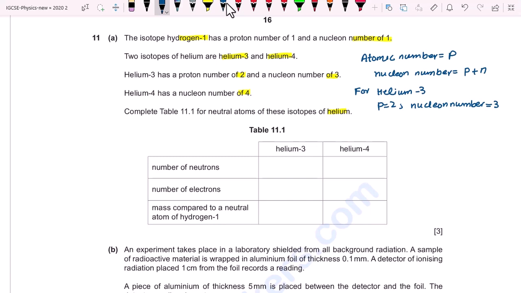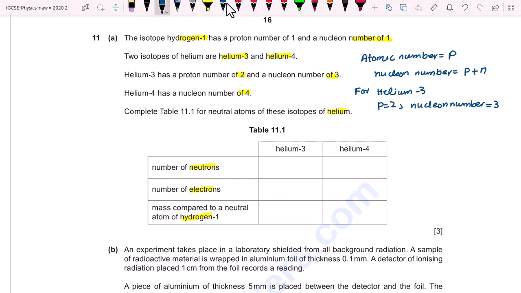First of all, we have to find out the number of neutrons for both helium nuclei, and then the number of electrons, and then the mass compared to the neutral atom of hydrogen-1, and then we compare the masses of helium with the hydrogen. So first of all we consider the number of neutrons.